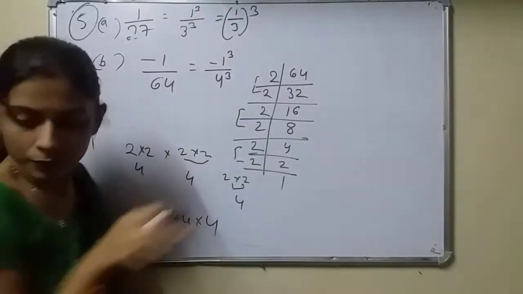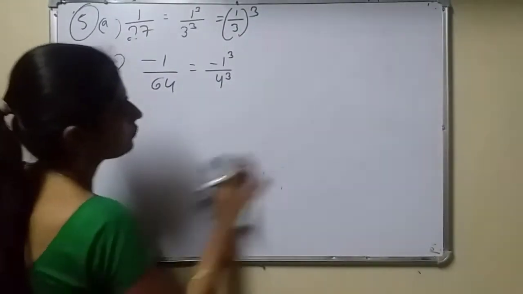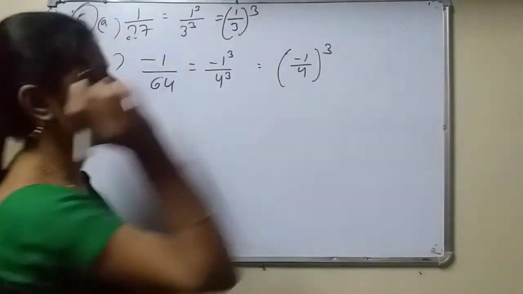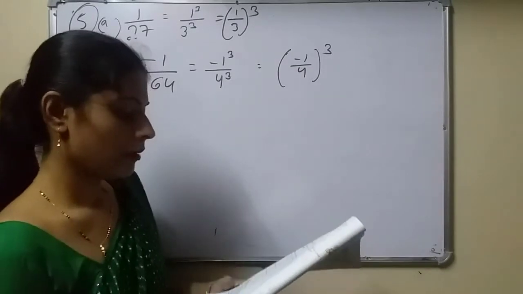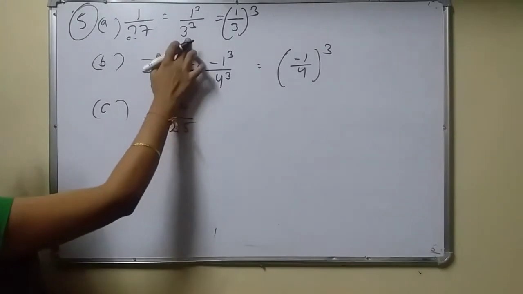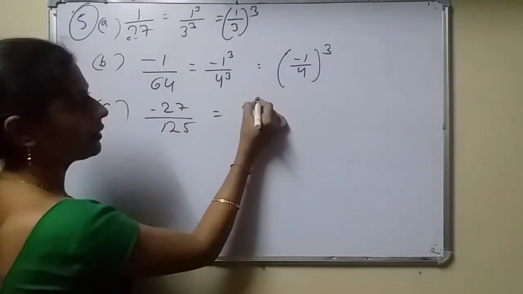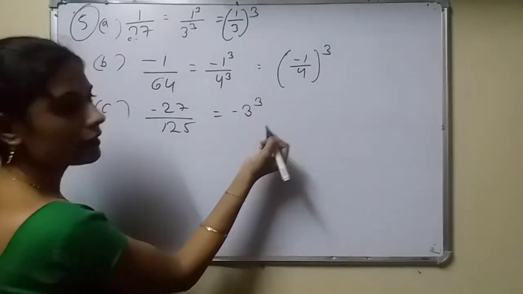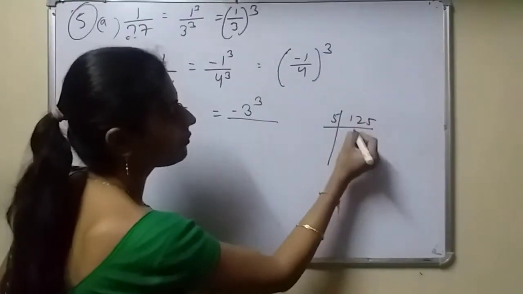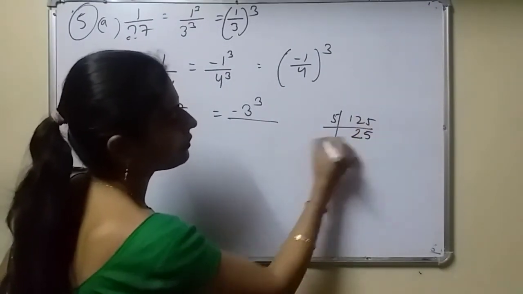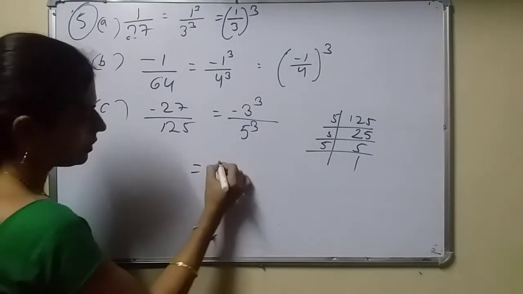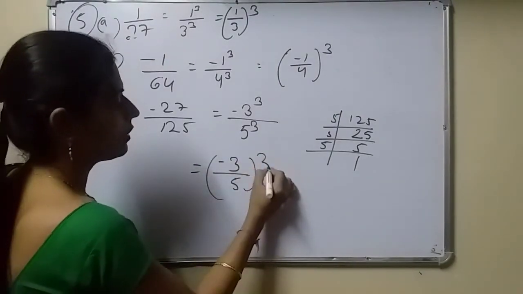Here also cube. It means what it will become? Minus 1 by 4 whole cube. Now see, minus 27 by 125. For 27 we have already found it is 3 cube. Minus, 125 will become 5 2s are 10, remainder 2, 5 5s are 25, 1. It means 5 cube, so minus 3 by 5 whole cube.